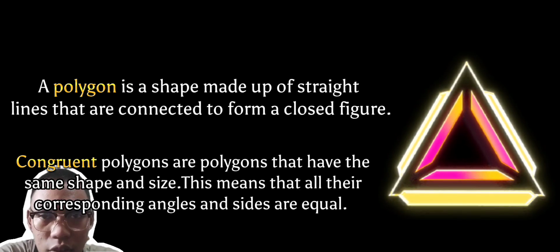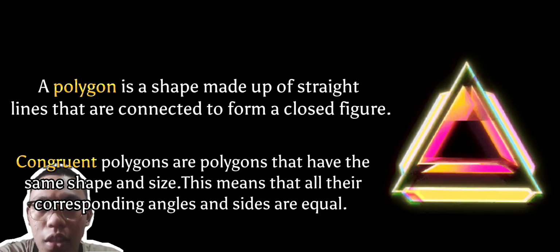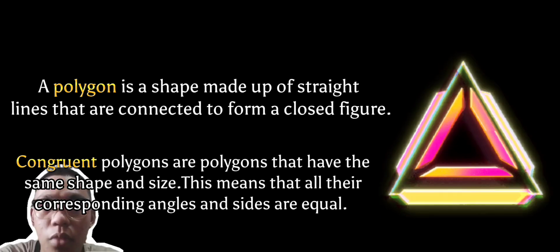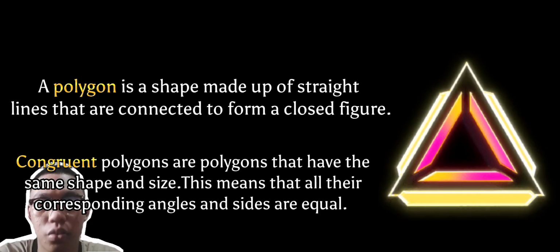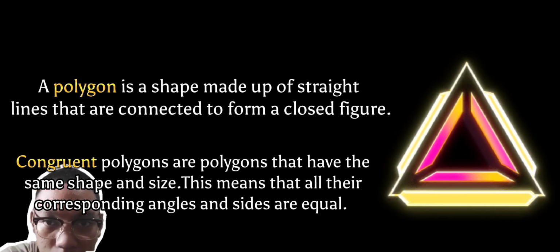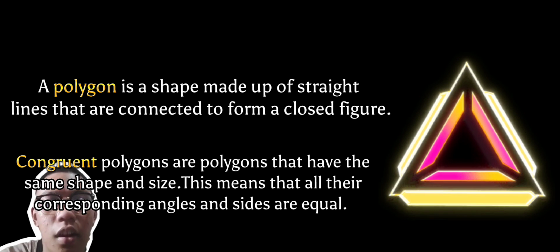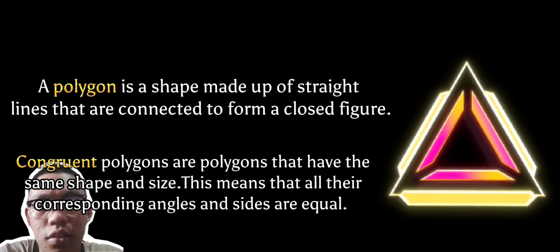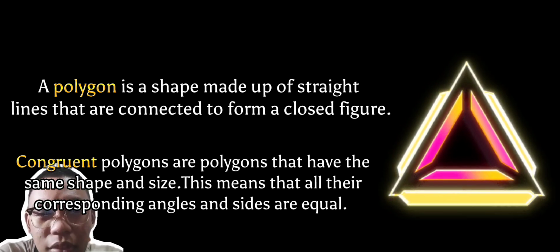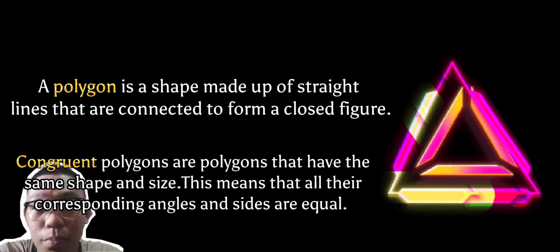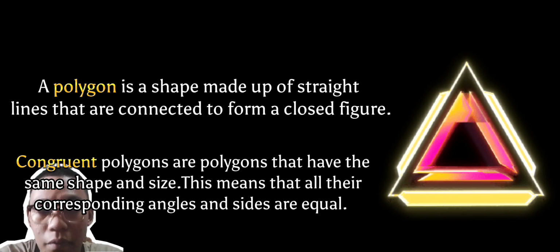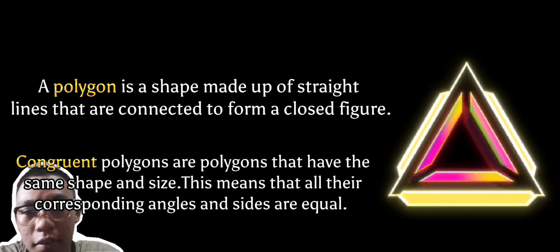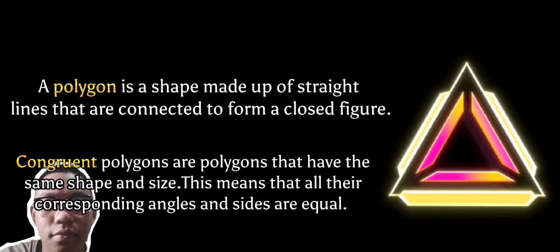A polygon is a shape made up of straight lines that are connected to form a closed figure. One of the best examples is a triangle and a rectangle. Congruent polygons are polygons that have the same size and shape. This means that all corresponding angles and sides are equal, like for example two squares or two triangles.